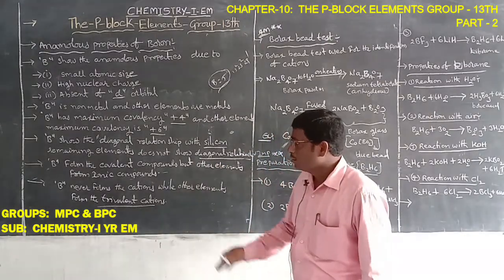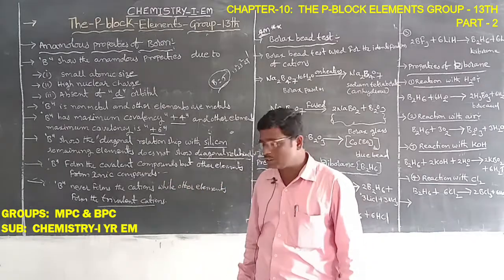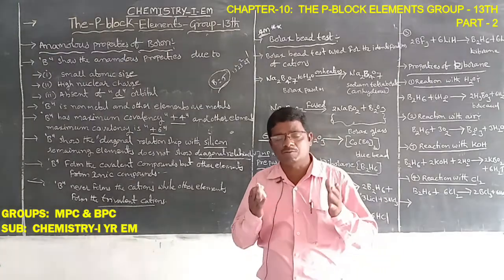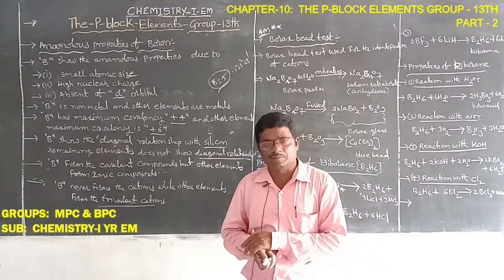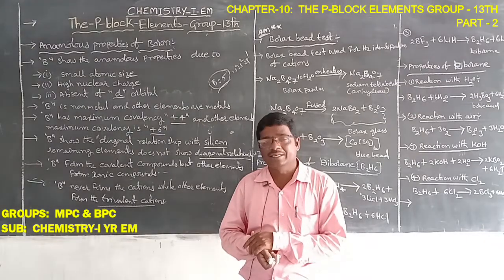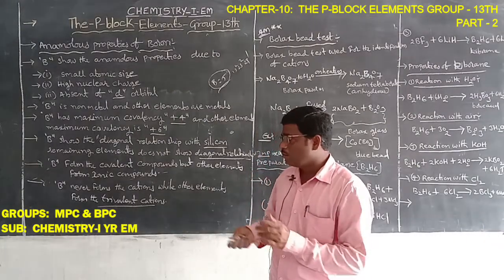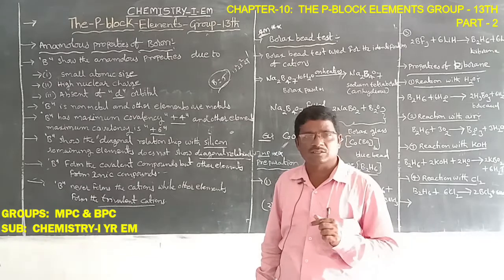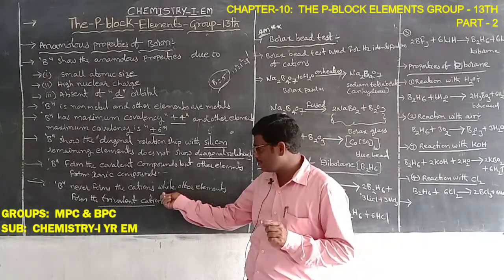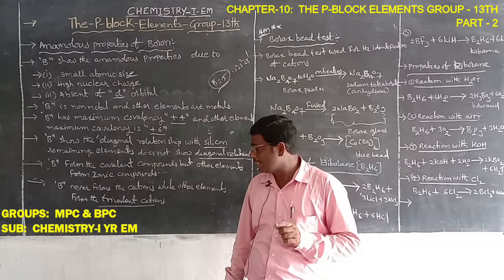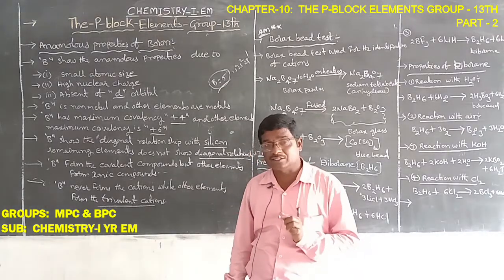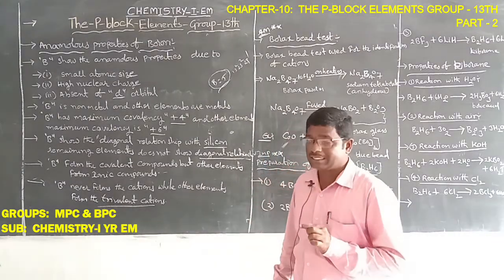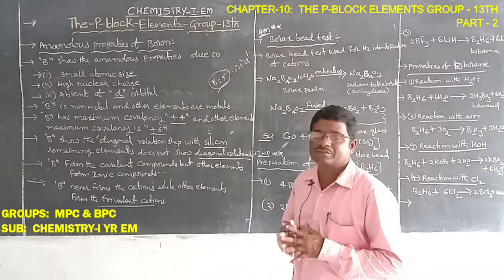Next, boron forms covalent compounds. The remaining elements form ionic compounds. Boron forms only covalent compounds, while all the remaining elements form ionic compounds. Next, boron never forms cations. Cations means positive ions. Boron does not form cations while other elements form trivalent cations. Trivalent cations means cations with valency 3. That is the anomalous properties of the boron atom.